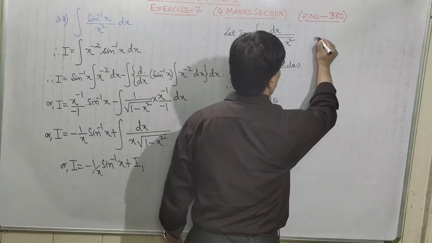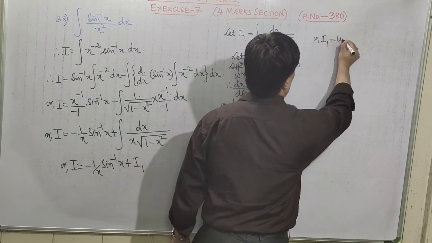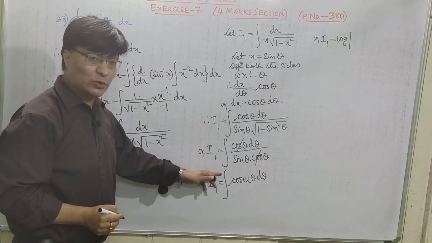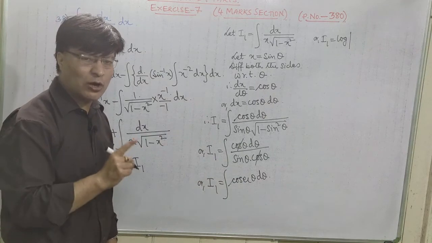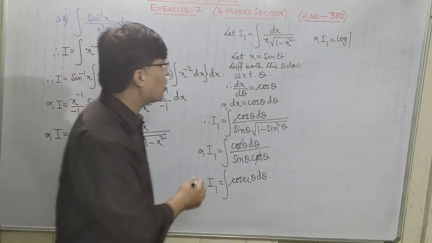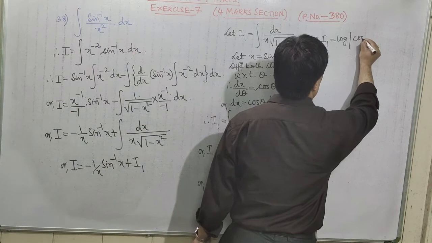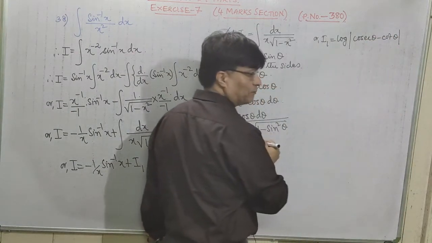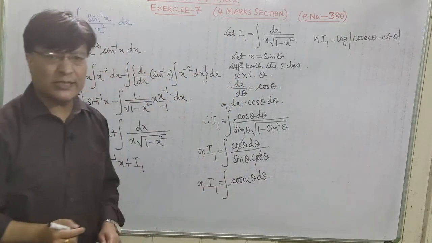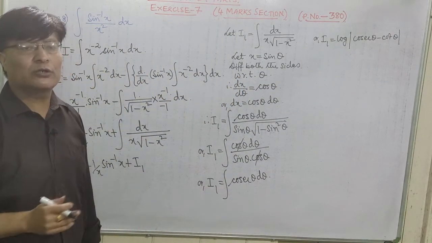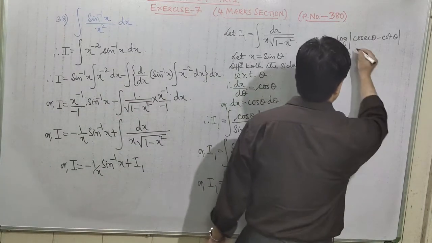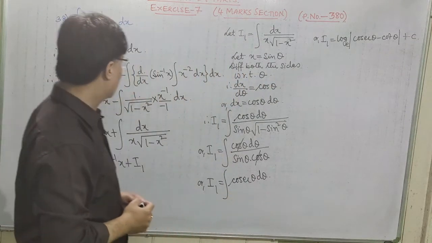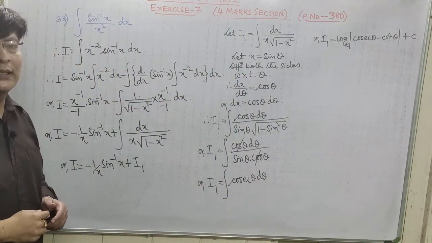So let us write here I1 is equal to log within mod. So what is integration of cosec theta d theta? It is log within mod cosec theta minus cot theta. Okay, so what is integration of cosec theta? It is log within mod cosec theta minus cot theta, and the base is e and this is plus c. So I think you have understood it.